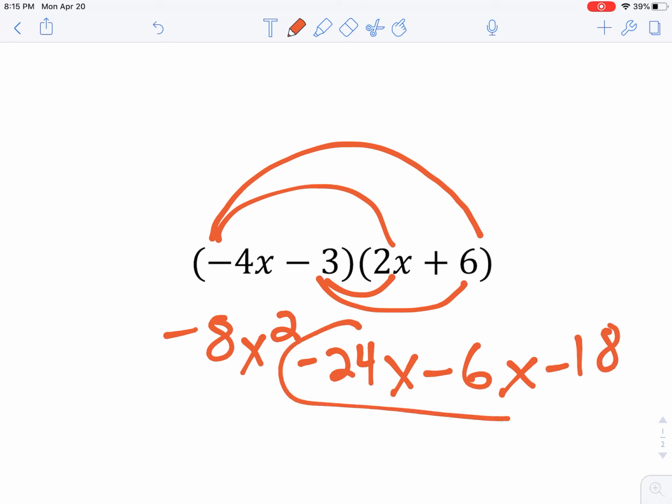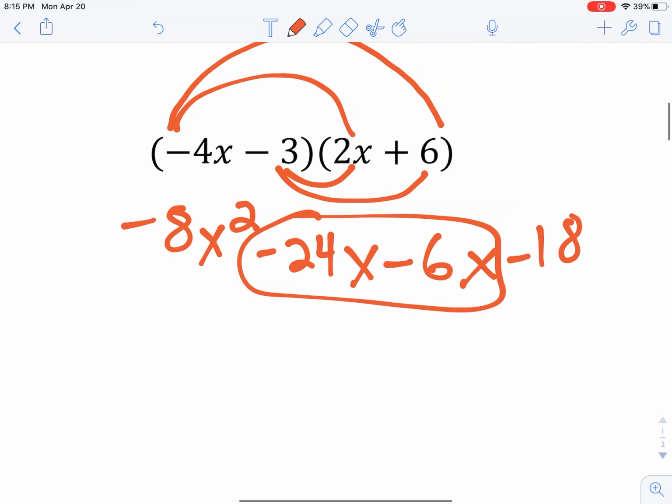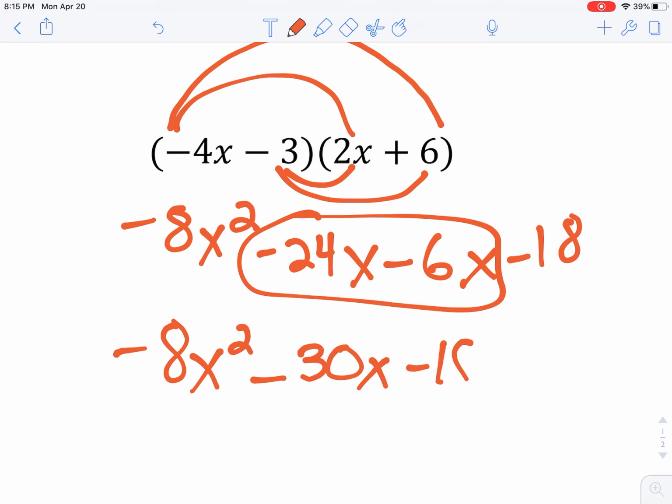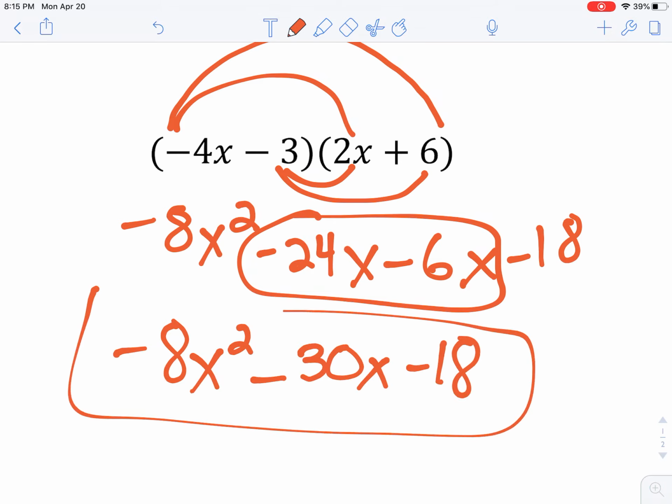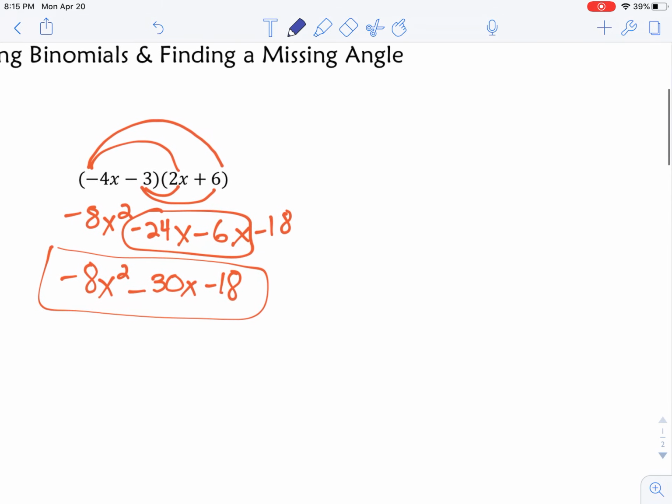Then we want to combine our like terms, which are our terms in the middle. So that would give us a negative 8x squared minus 30x minus 18. And so that would be our final answer. Now, there is more than one way to do this. I have also shown you a box method to complete this problem.